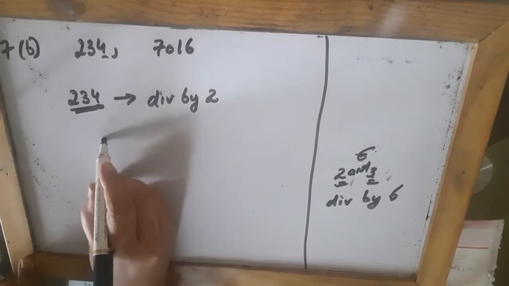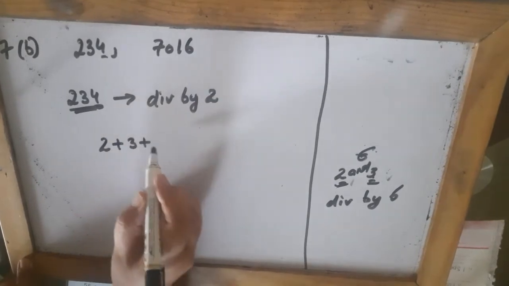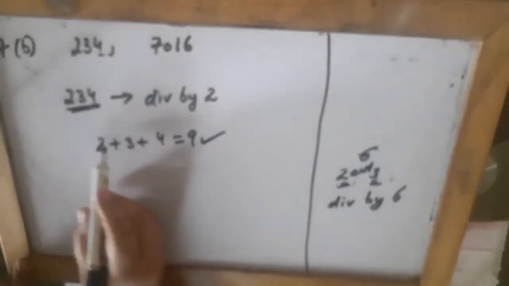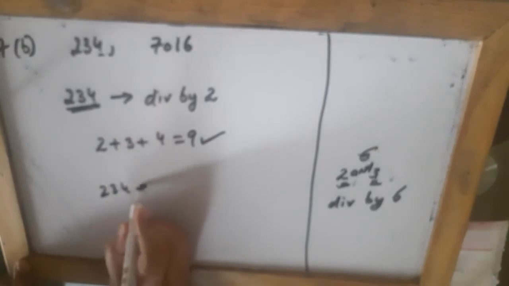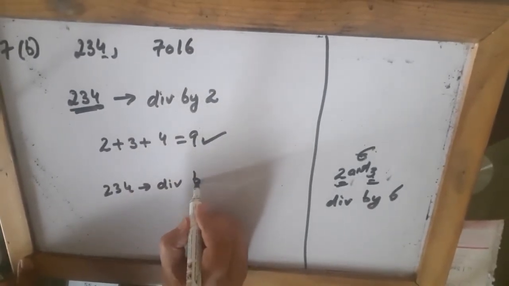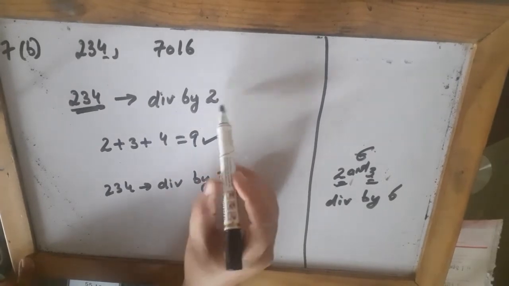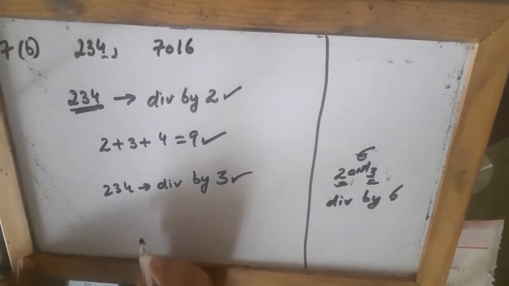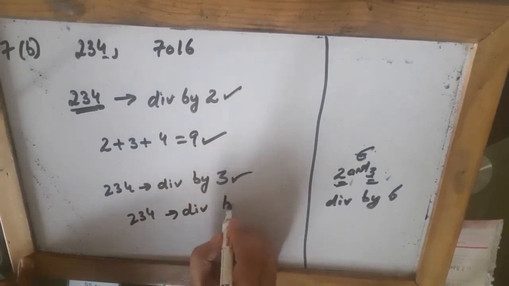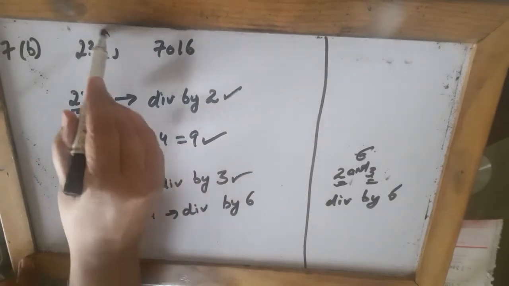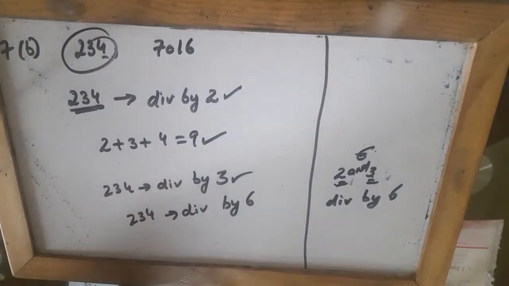So now let me check with 3. What is the divisibility rule of 3? I have to add the digits. The sum is 9. So this number is divisible by 3, right? So 234 is divisible by 3 also. This number is divisible by 2 and also by 3, so 234 is divisible by 6 also. So the first number is divisible by both 2 and 6.